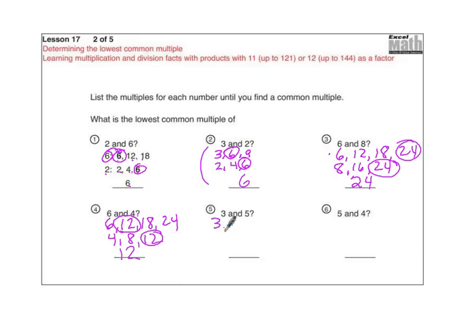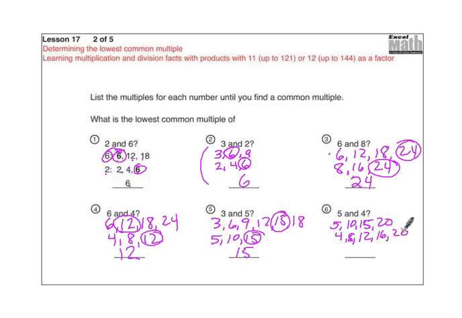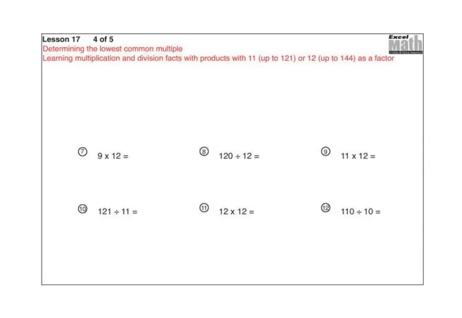3 and 5, 3, 6, 9, 12, 15, 18. Okay. And the multiples of 5, 5, 10, 15, well, looky there, we got a 15 in both lists. So the answer is 15. 5 and 4, 5, 10, 15, 20, 4, 8, 12, 16, 20. Okay, so the answer is 20 because that is in both lists. Hopefully you got that. If not, go back and take a second look at it.